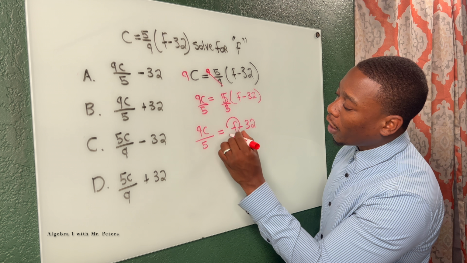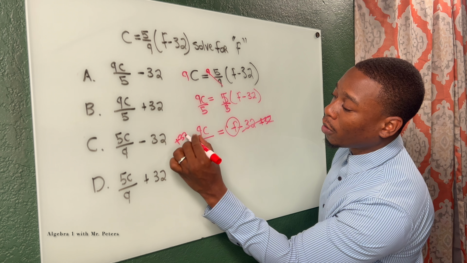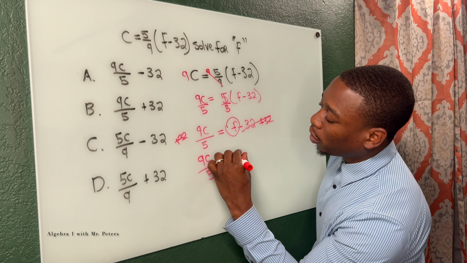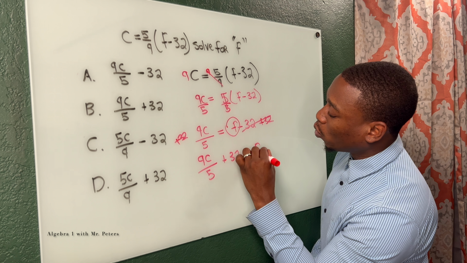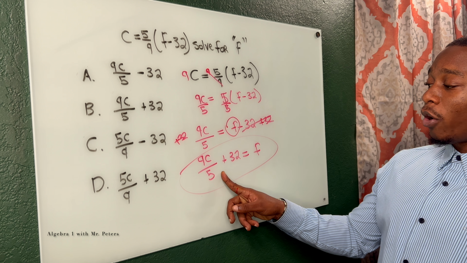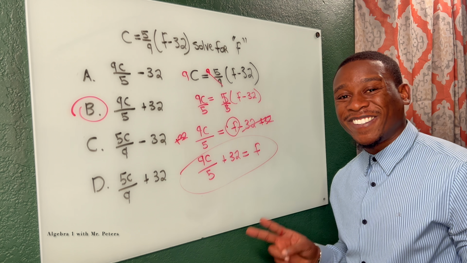Now, we're trying to get f by itself. We just need to add 32 on both sides, right? So now we have 9 times c all over 5 plus 32 is equal to f. So when we look at our answer choices now, we should know that this is going to be B as a final answer.